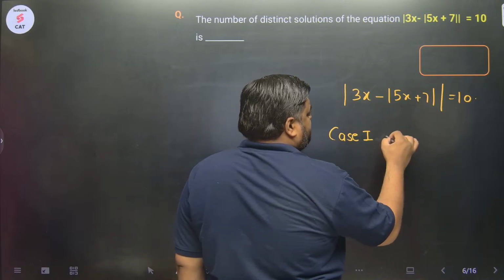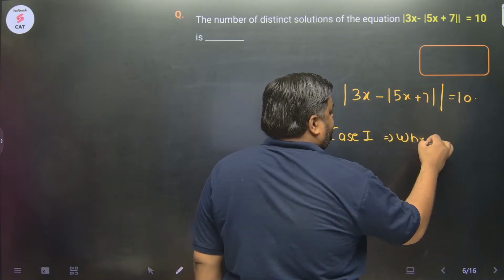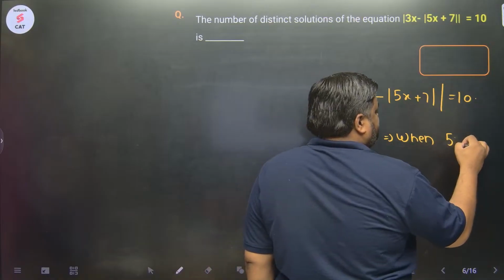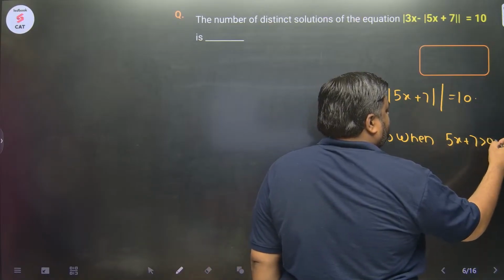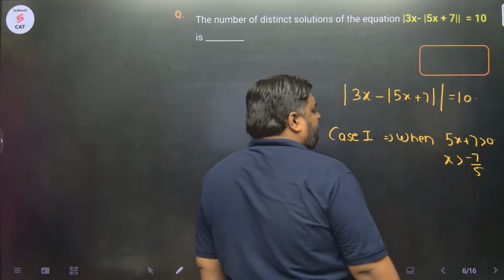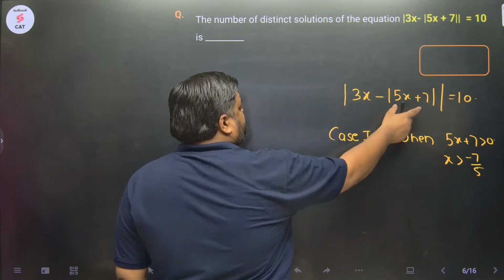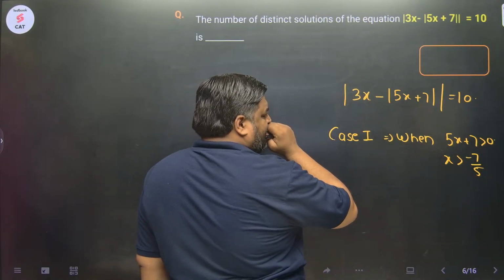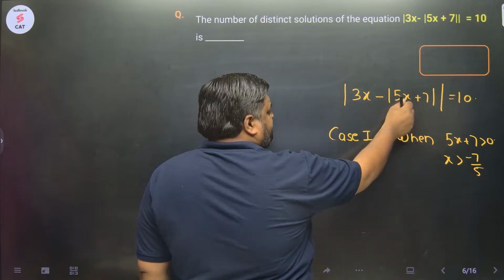Case 1 is when 5x plus 7 is greater than 0, or x is greater than minus 7 by 5. I mean, this is case 1. इस अंदर वाला पॉजिटिव हो सकता है, अंदर वाला नेगेटिव हो सकता है, राइट? So case 1 is when 5x plus 7 is greater than 0.